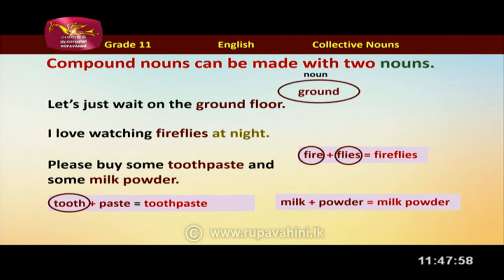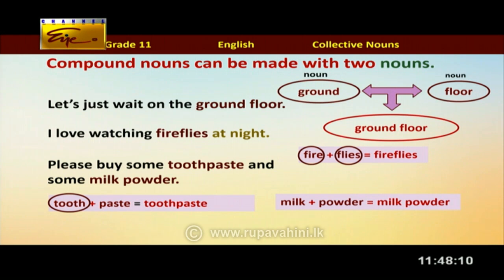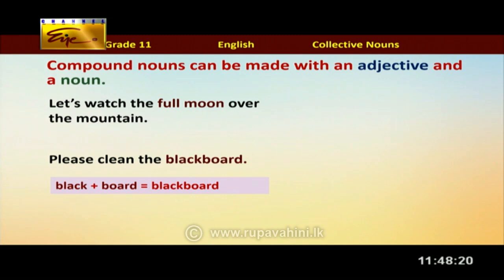Look at the example. Ground is a noun, floor is a noun, and we can form ground floor. Yes. Fire, flies, and the word fireflies. Tooth and paste, toothpaste. Milk and powder, milk powder. Yes. So nouns, two nouns can be formed into a compound noun.